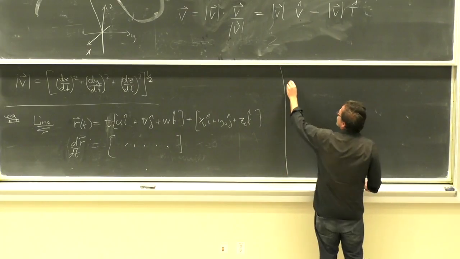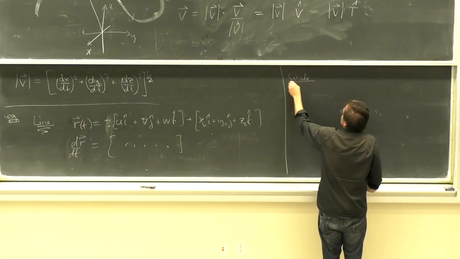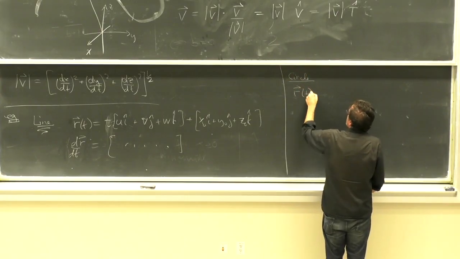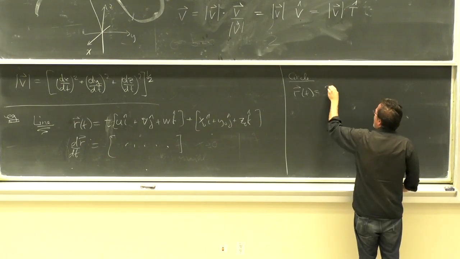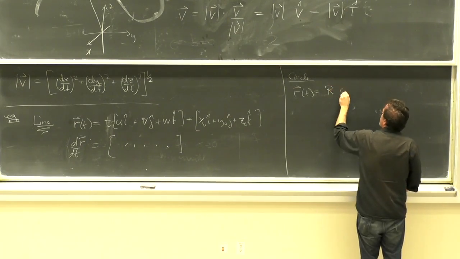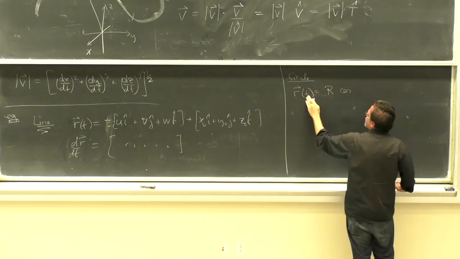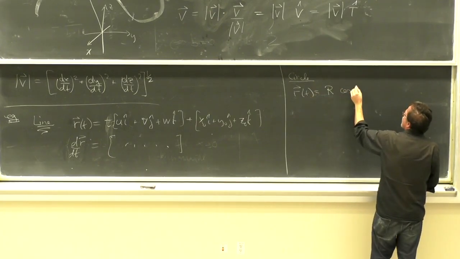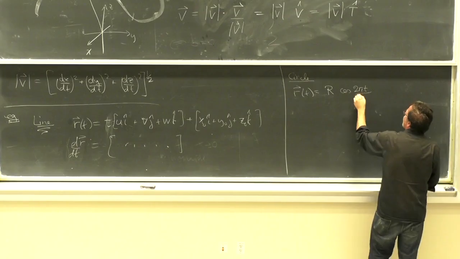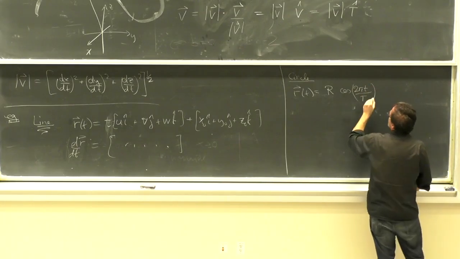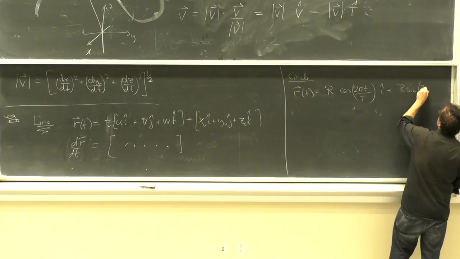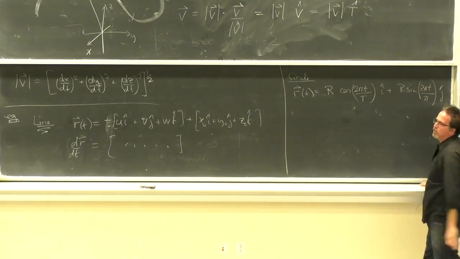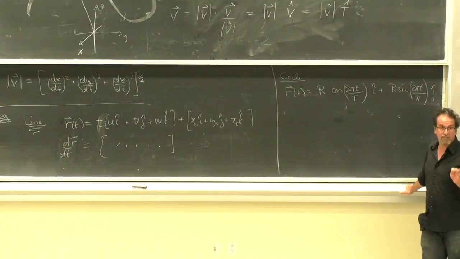And there's also the circle we talked about. And I said the circle r of t is equal to, I did a capital R for the radius of the circle. And I said R cosine of 2 pi t over the period times i hat plus R times the sine of 2 pi t over the period times j hat. Now this is a circle. This is not the clock.